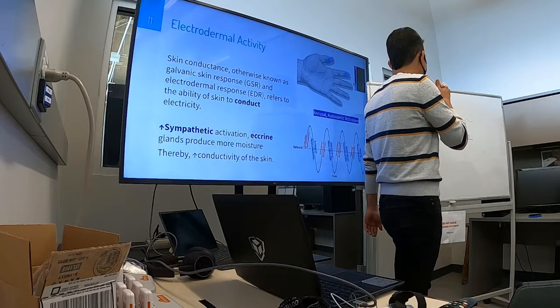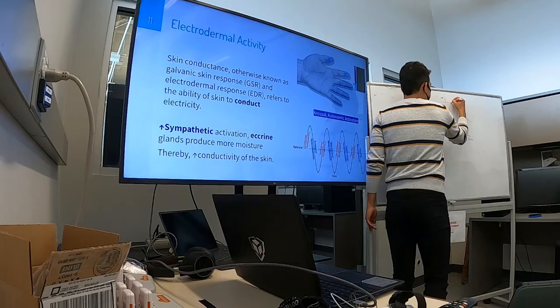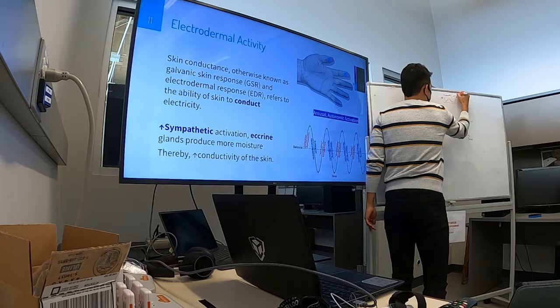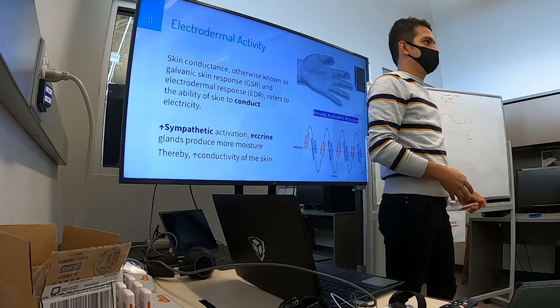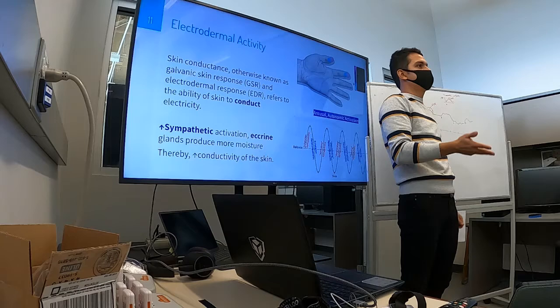If you zoom in, it would look more or less like this. The window, Alex, is 4 seconds for EDA. If your stimulus is happening 4 seconds before the peak detection of the skin response, then you can say that specific response is associated with the stimulus that I was presenting to the participant.